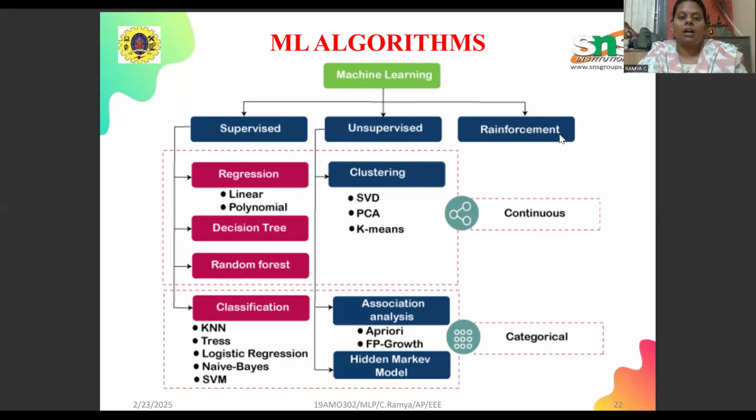Majorly we have regression, decision trees, random forest, classifications. Then we have clustering, association analysis, and some model discussions. Under these we have huge topics also. So let me explain it in the slides.